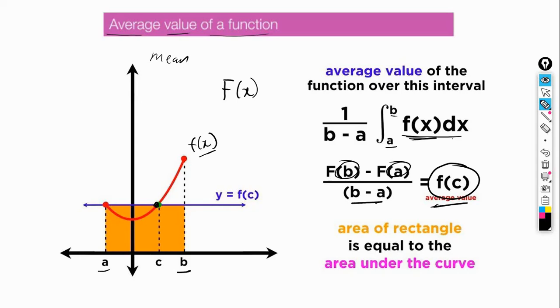Now notice that the interesting thing with this is that with the average value, we can find an area that is equal to the area under the curve by finding the area of this rectangle. So in other words, the area of this rectangle, whose height is f of c, is equal to all the area under the curve in the interval between a and b.